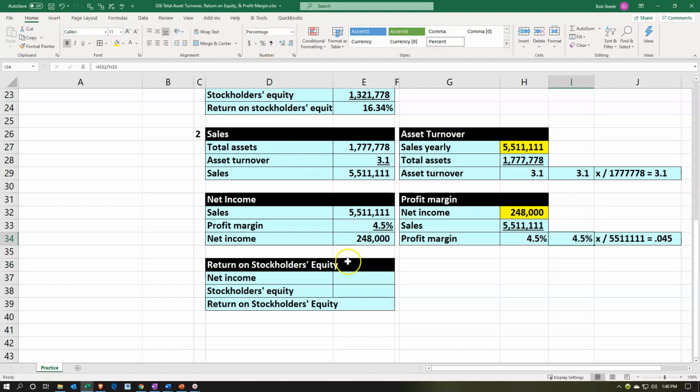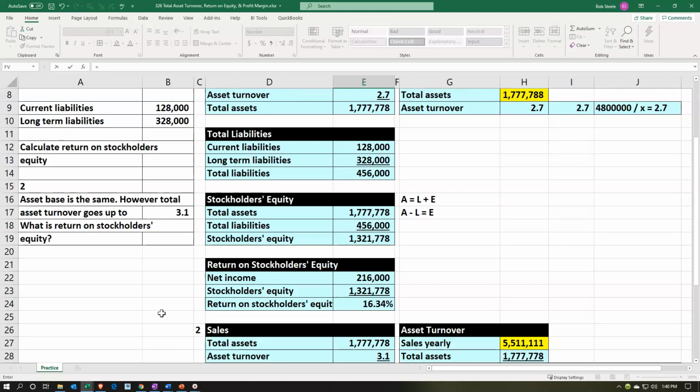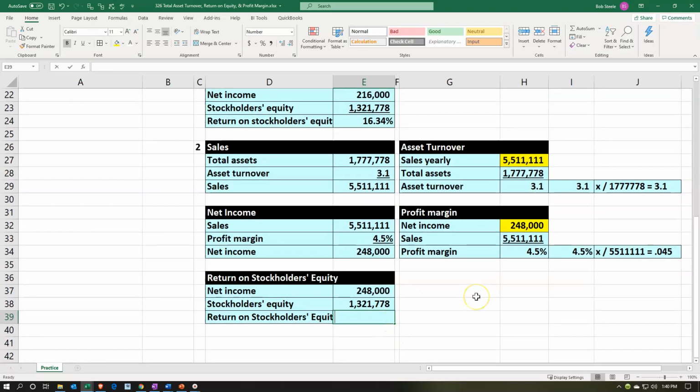There's the 4.5. Now we can take our return on stockholders' equity, which is going to be the net income, the 248,000, divided by the stockholders' equity that we have, which was this item, 1,321,778, and we can divide that out. This is going to be equal to the 248 divided by the stockholders' equity. Let's make that into a percent, home tab, numbers group, percent, adding 2 decimals to it. Let's put an underline here. We're going to say home tab, font, and underline.